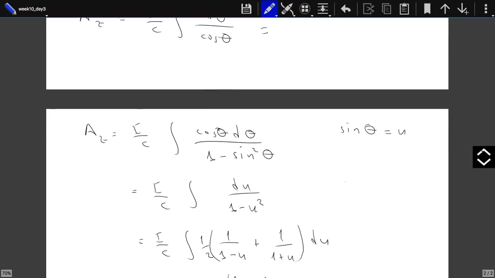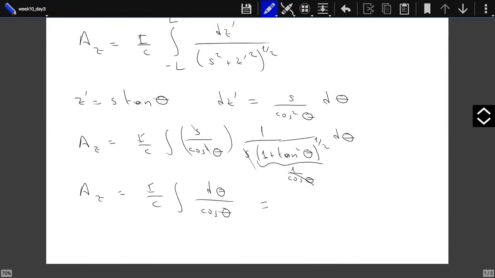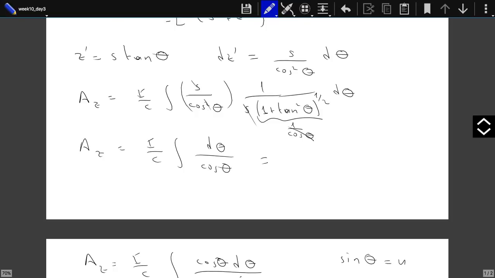Let's just go back and do our substitutions. u is equal to sine theta. This is our theta. u is equal to sine theta. So if you just call the hypotenuse 1, this is what we have, the u. And so tangent theta is equal to u over square root of 1 minus u squared. And z prime is equal to s.